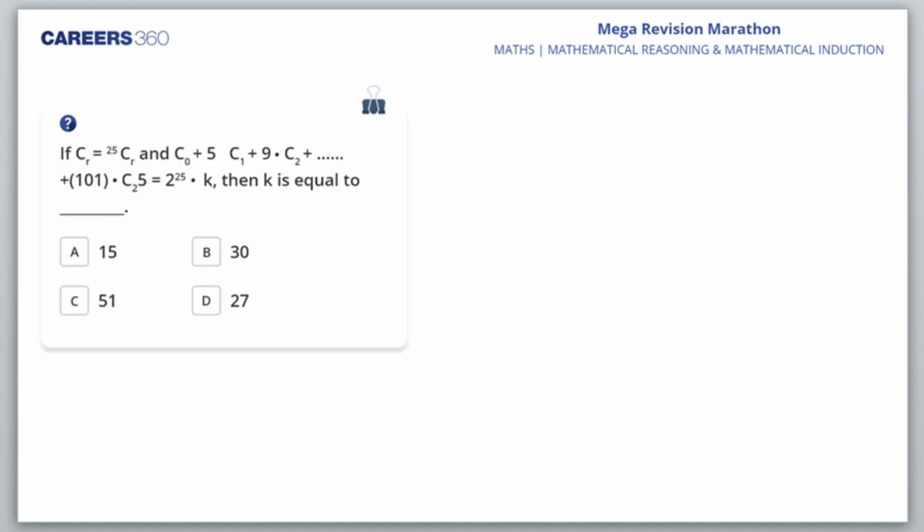So we go to the next question. We have sum of C_R equal to 25C_R, then C0, 5C1, 9C2, etc. This value I need to find as 2 raised to power 25 into K. So what is K? Okay, solve it. So we do by sigma method. Sigma method would be better.